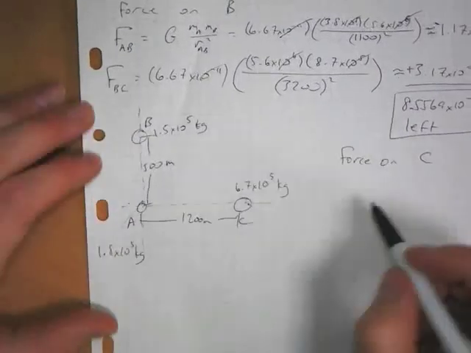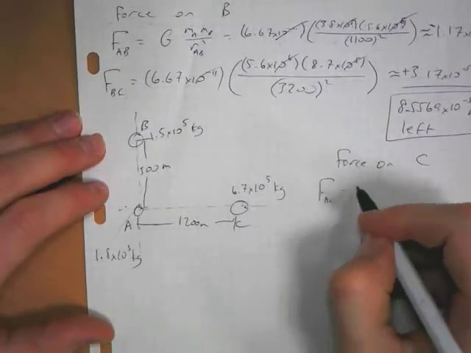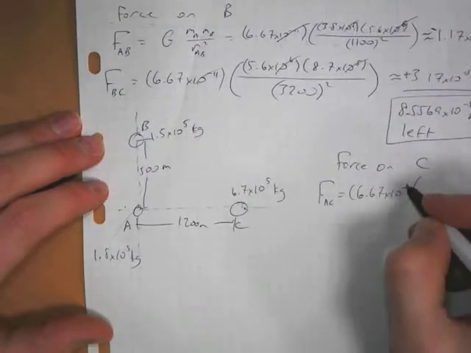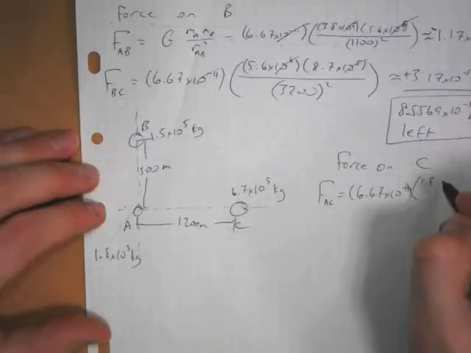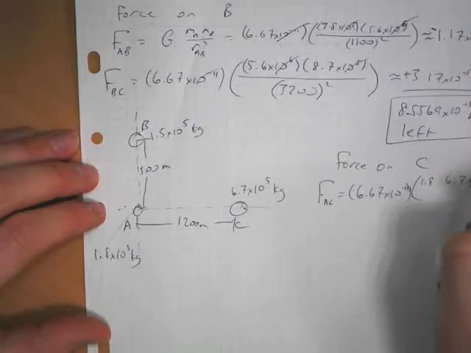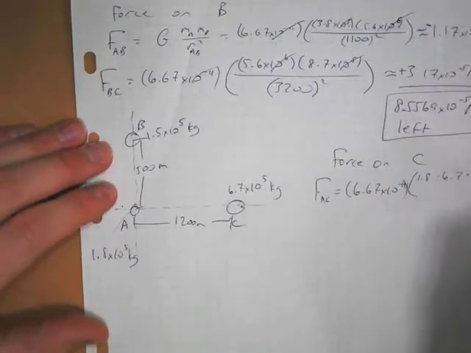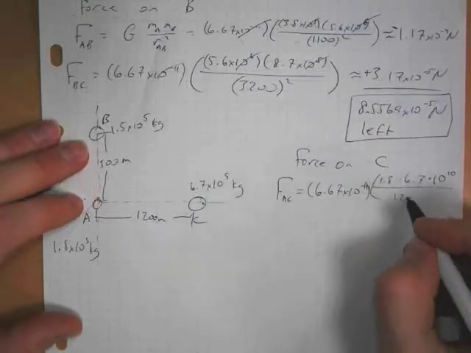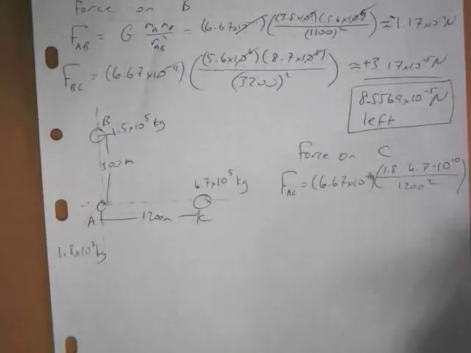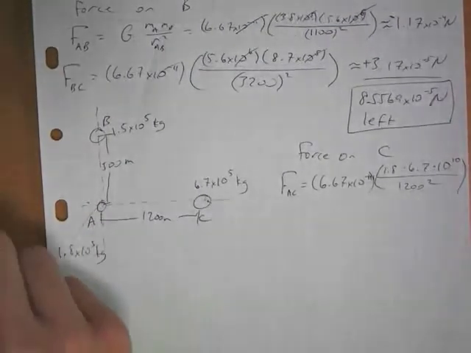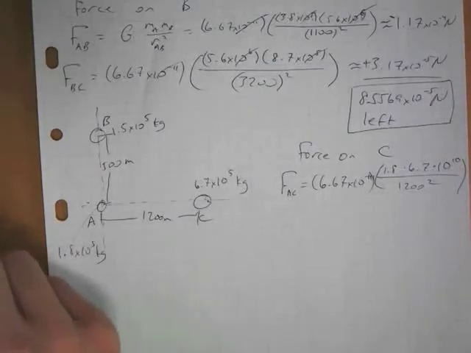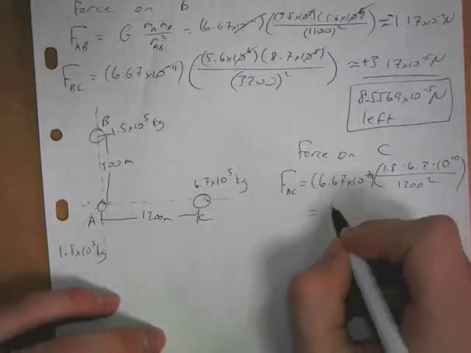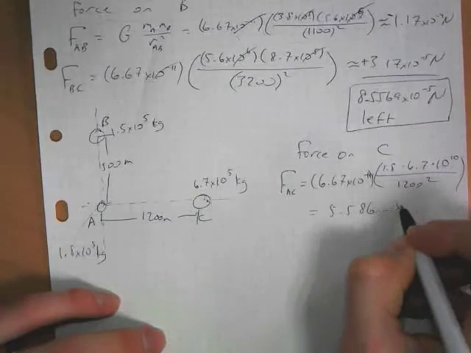Well, the force between A and C is G times mass of A, 1.8, mass of C, 6.7, and they're both times 10 to the 5th, so that's a total of 10 to the 10th, all over the distance between them, 1,200 squared. Okay. You can punch that in, 6.67, 1.8, 6.7, with the powers of 10, and we get 5.586, whatever, times 10 to the minus 6 newtons.